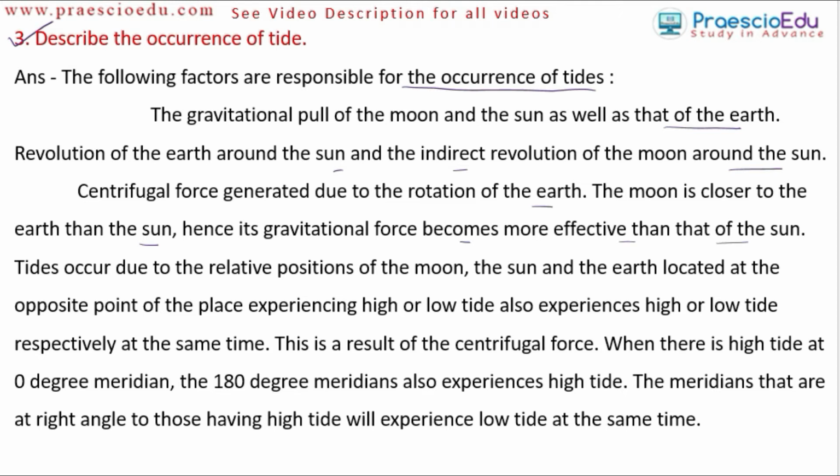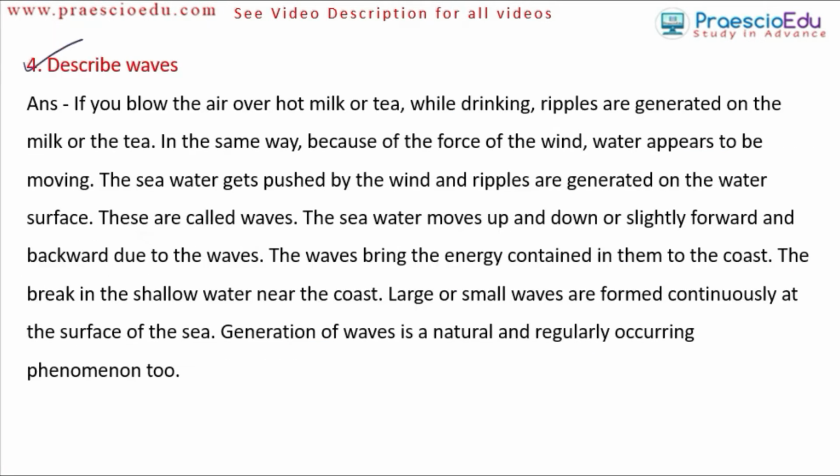Tides occur due to the relative positions of the moon, the sun, and the earth. The place located at the opposite point of the place experiencing high or low tide also experiences high or low tide respectively at the same time. This is a result of the centrifugal force. When there is high tide at 0° meridian, the 180° meridian also experiences high tide. The meridians that are at a right angle to those having high tide will experience low tide at the same time.